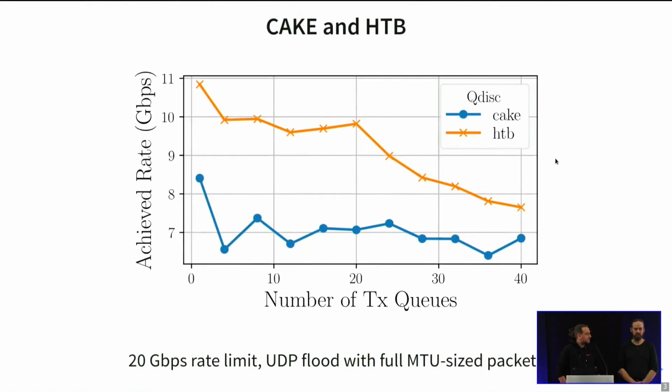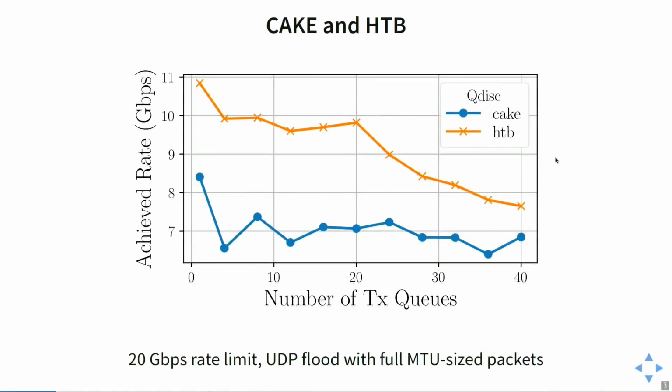So here we have a plot to show this a little bit more. Here we see the scaling behavior of HTB and cake with a configured global rate limit of 20 gigabits per second, and on the x-axis we have the number of transmission queues. Not only can we see that both queuing disciplines cannot even achieve rates near 20 gigabits per second, they also decrease their performance with an increasing number of transmission queues due to lock contention.